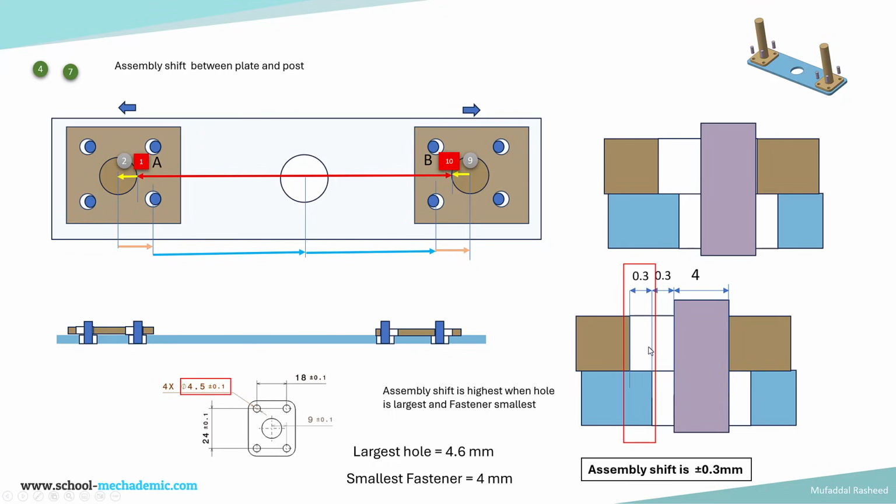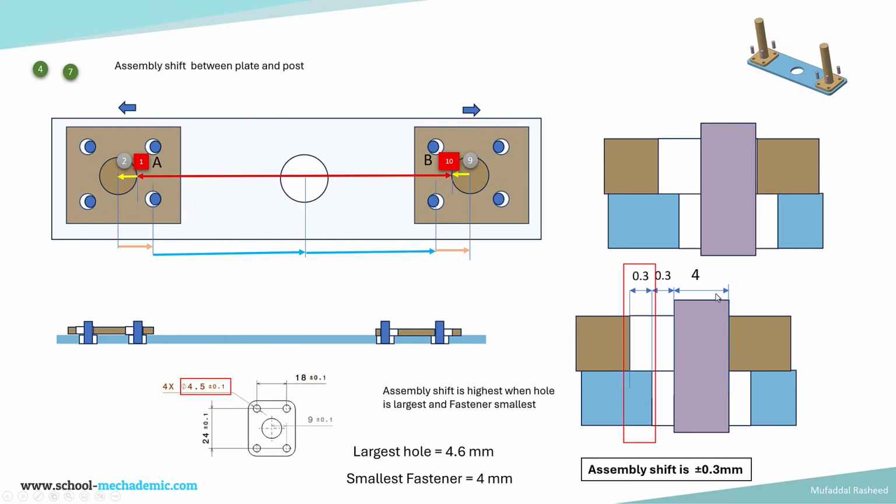So the total size of the hole is 4.6 over here, 4.5 plus 0.1. We are taking the largest hole. So assembly shift is highest when the hole is largest and the fastener is smallest. We are considering the smallest fastener diameter to be 4 mm and the largest hole diameter to be 4.6 mm based on the drawing, 4.5 plus 0.1. So 4.6 mm is the largest hole diameter.